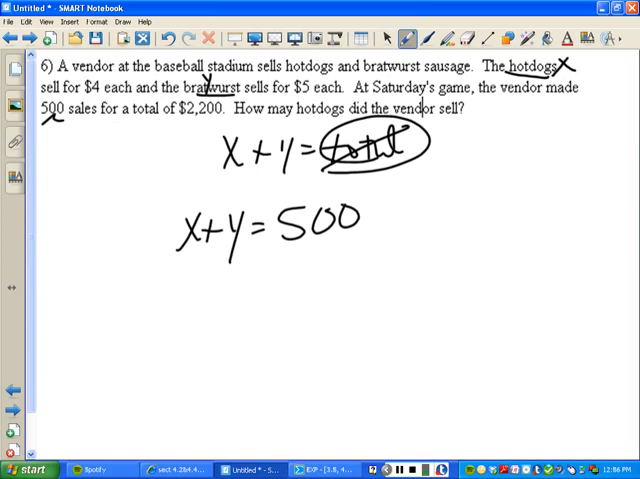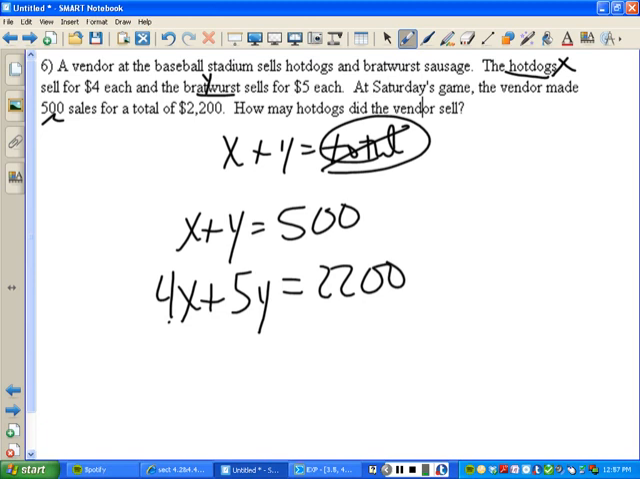All right? X plus Y equals 500. Now, I got to deal with the money. How much am I making on each hot dog we sell? 4x plus $5 times y. So you're making 4 times however many hot dogs you sell. You're making 5 times however many sausages you sell. And at the end of the day, how much money are you making altogether? $2,200.